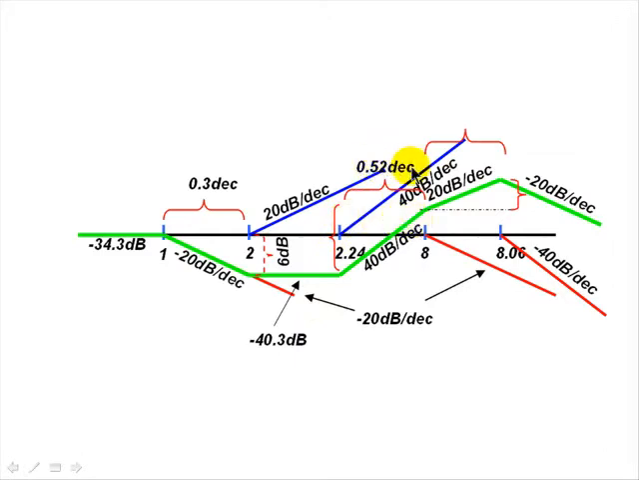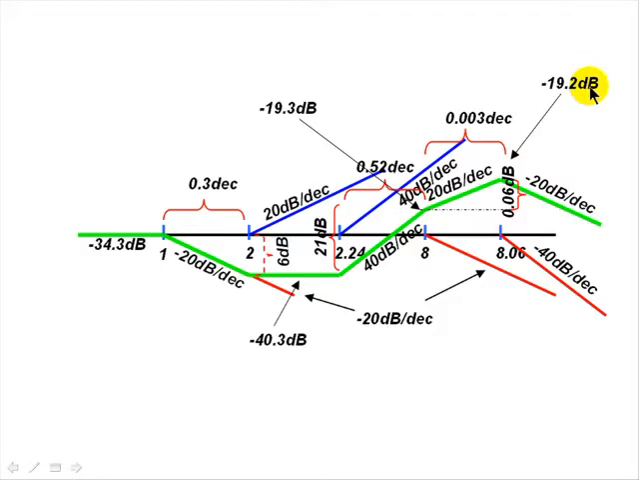0.52 decades between 2.24 and 8 at a slope of plus 40 decibels per decade climbs up by 21 decibels. So, we go from minus 40.3 up to minus 19.3 decibels at 8 radians per second. The same applies for the last segment. And this completes the sketch of the amplitude Bode plot for our transfer function. Observe that it drops as low as minus 40.3 decibels and climbs up to minus 19.2.